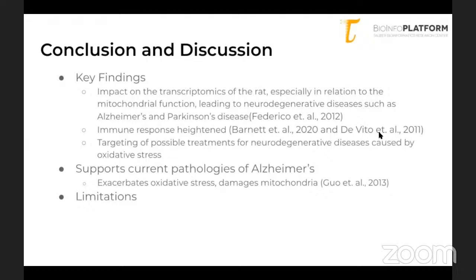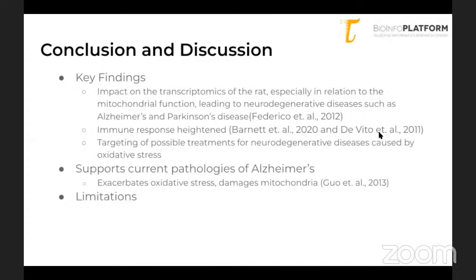Now, for the limitations, I was not able to extract this information myself in the lab, and I had to use data that other researchers extracted from their samples. So I was not able to control the sample size or the procedures used to collect the data. Therefore, I'm dependent on their collection strategy to obtain my results.